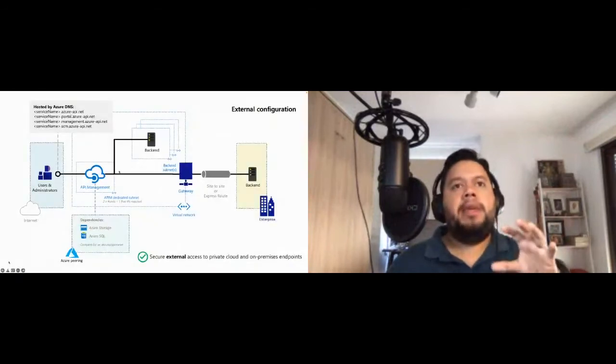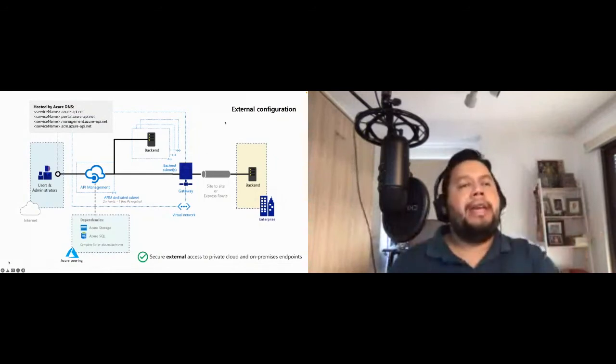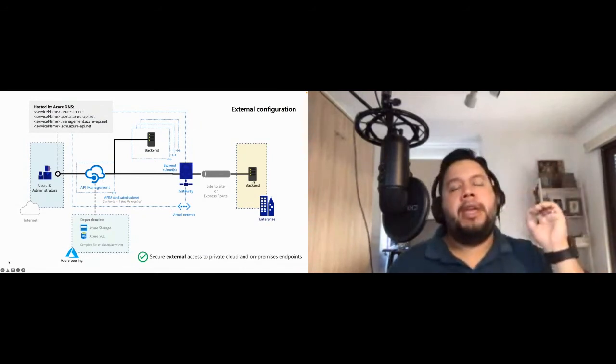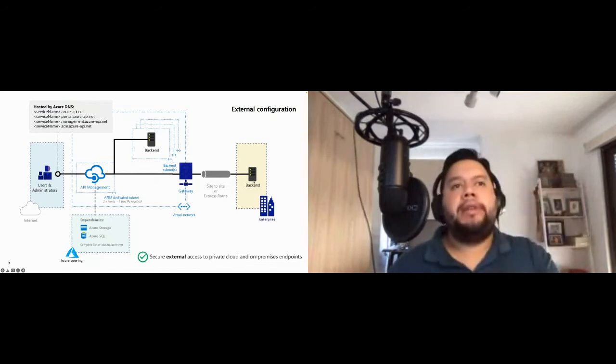API management could be living within a virtual network and with a public IP. So this is what we call the external configuration. With this configuration, we can do a hybrid solution and the API management can call a VPN or ExpressRoute communication to your own data center.